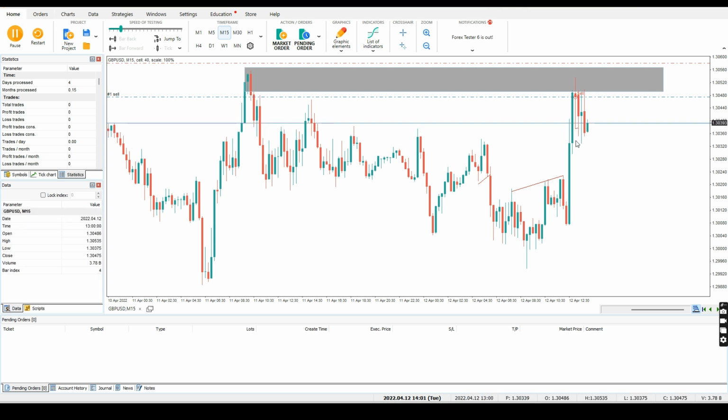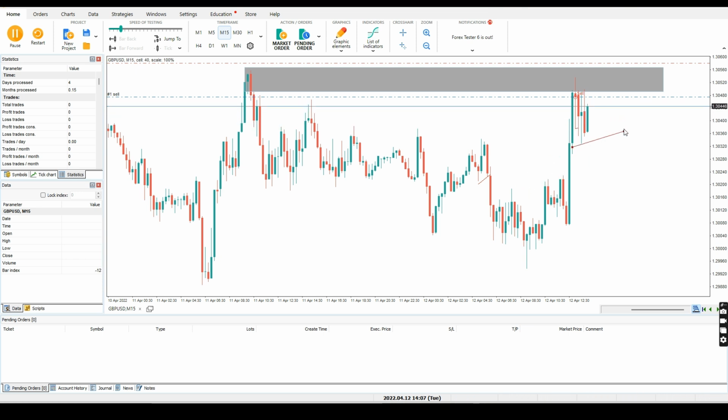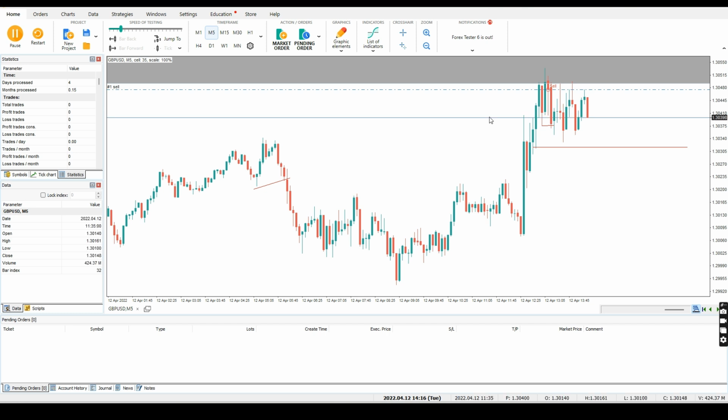So for me, this level would be the most important level to be broken. Once the market breaks this level, I'll be comfortable moving my stop loss to break even. You can see that the market is finding it very hard to actually break this level right here. But that's the only time I'm going to move my stop loss, once the market breaks this area right here.